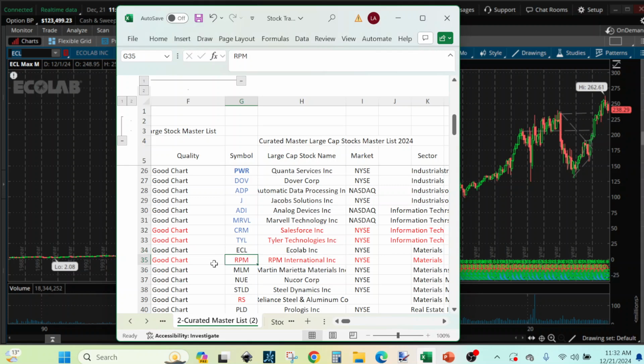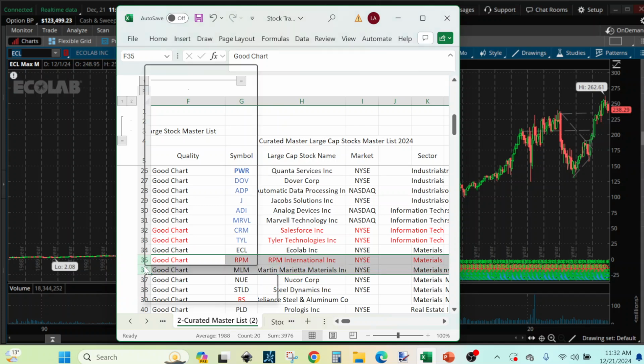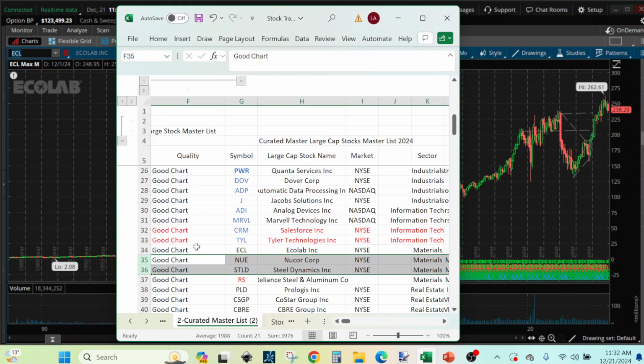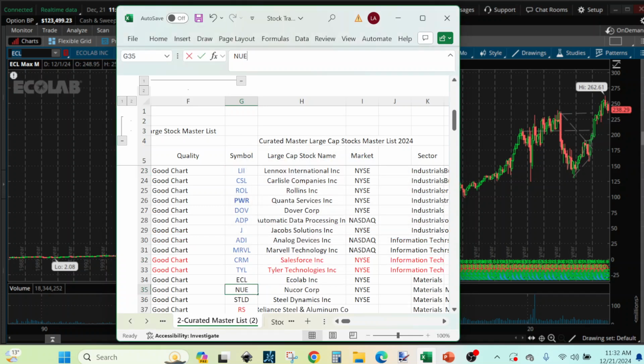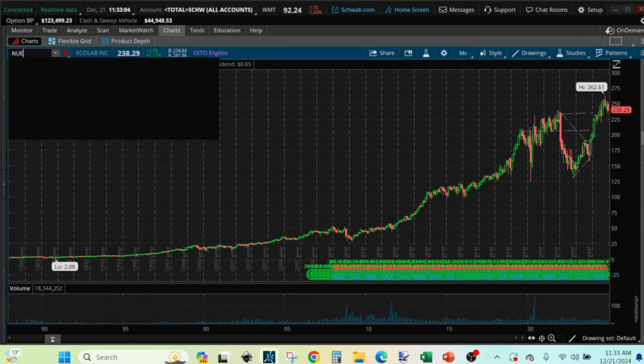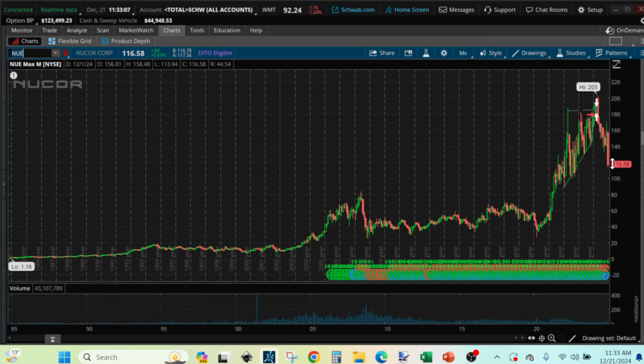The next one is RPM, and I believe RPM is already in our existing watch list, therefore we analyzed it already, the same as MLM. So we will take those out so that we do not spend time analyzing them again. So this one, do you see the price? The price is here below multiple previous years' highs, so it's out.